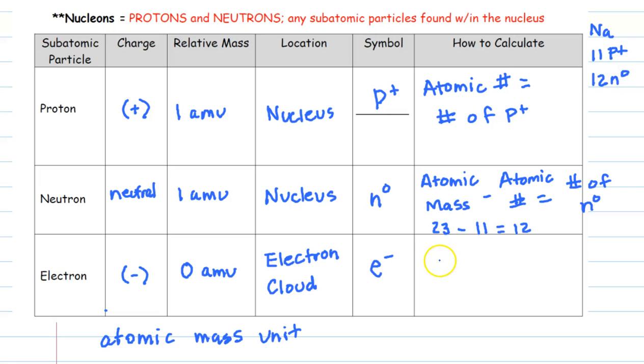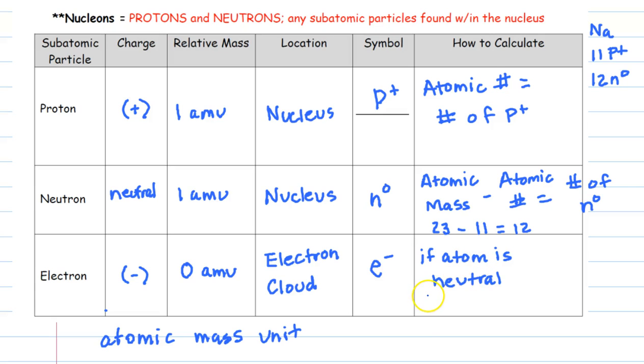Now, if the atom is neutral, and we'll talk later, for right now all of our atoms are going to be neutral, that means that it has to have a 0 overall charge. So if the protons are the positively charged particle and the electrons are the negatively charged particle, then to get an overall charge of 0, I would have to have an equal number of protons and electrons.